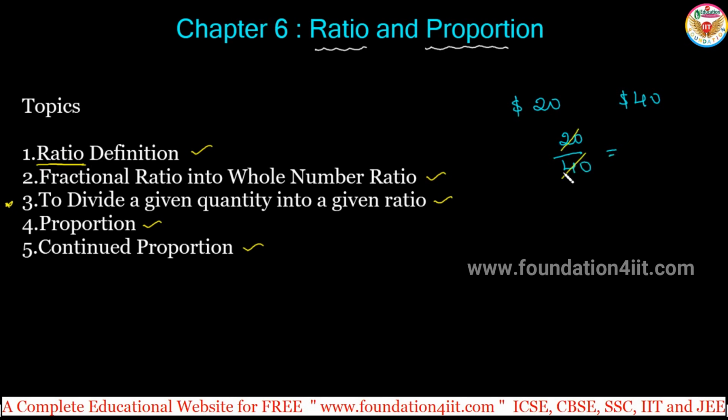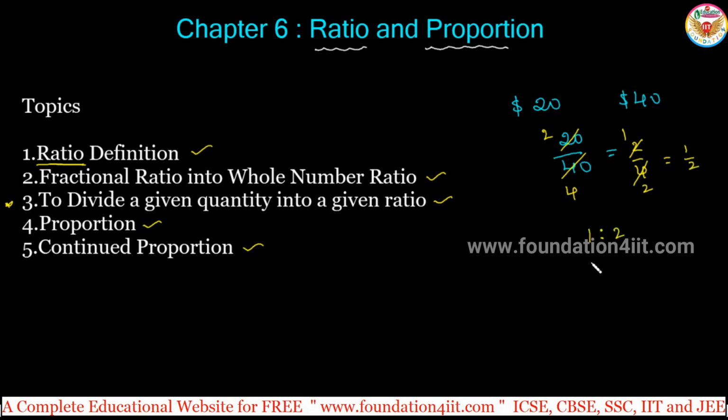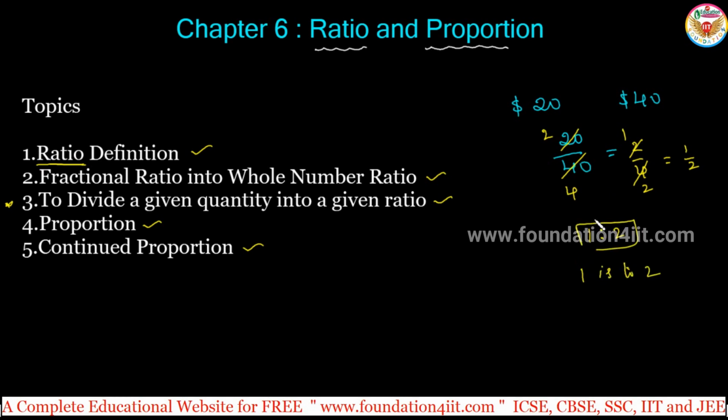10 you can cancel, right? 10 2s are 20, 10 4s are 40. That is 2 divided by 4. Again we can cancel this by 2. 2 1s are 2, 2 2s are 4. 1 by 2. That means 1 is to 2. You can write 1 is to 2. This is the ratio format.